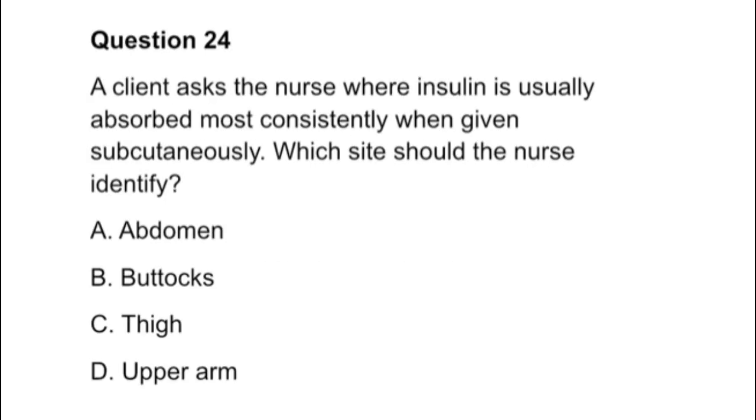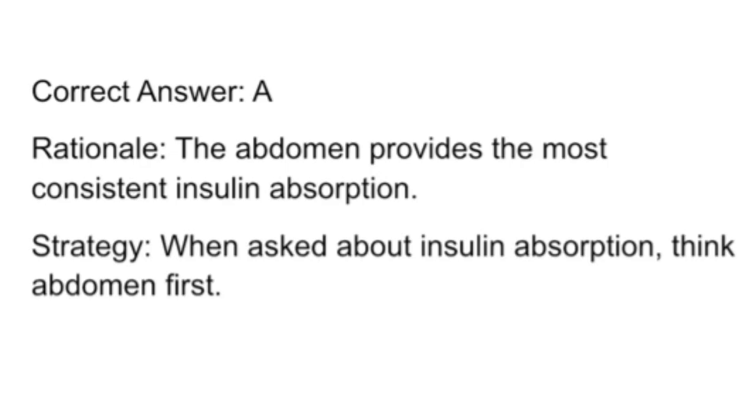Question 24. A client asks the nurse where insulin is usually absorbed most consistently when given subcutaneously. Which site should the nurse identify? A. Abdomen. B. Buttocks. C. Thigh. D. Upper arm. Correct answer, A.